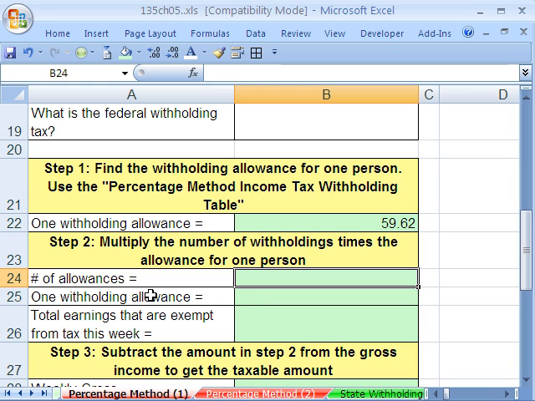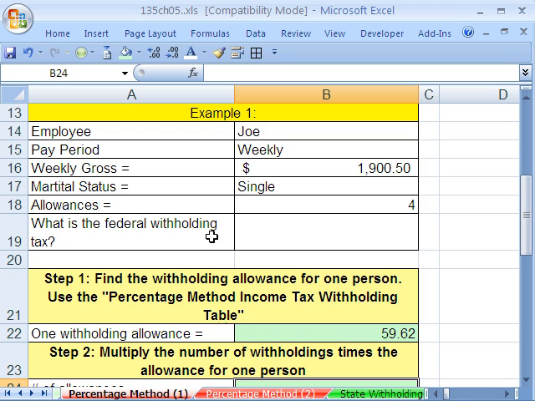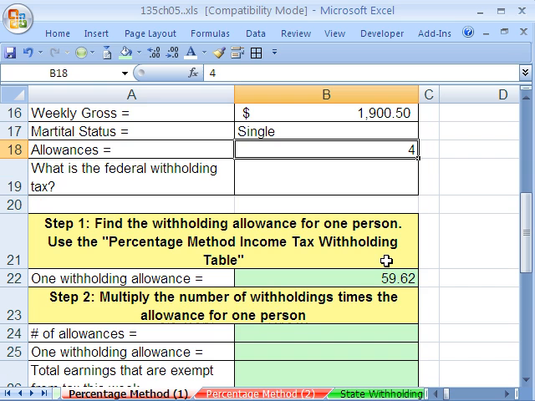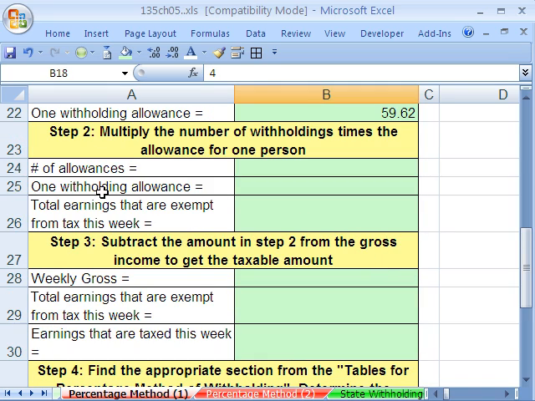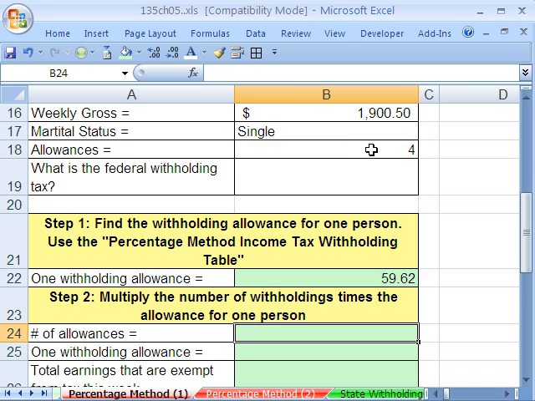Now, step 2, multiply the number of withholding allowances times the allowance for one person. That's the allowance for one person. And there's our allowances. So number of allowances, we're going to say 4 because he wrote down 4, so I'm going to put 4. One withholding allowance, well, I'm going to say equals this.